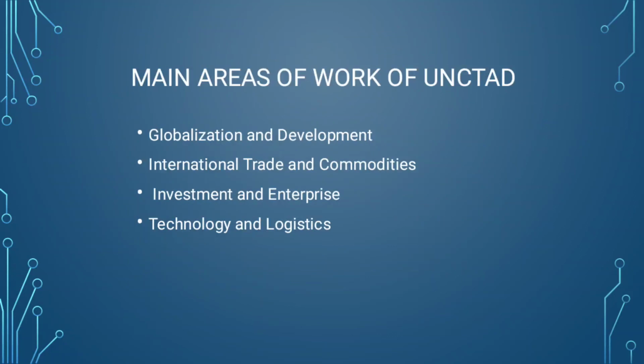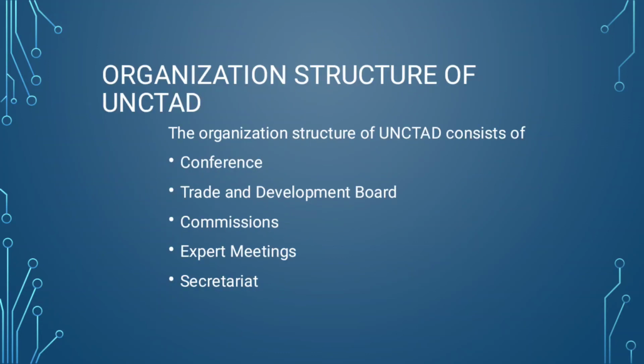Now let us see what are all the main areas of work of the UNCTAD. The main areas are globalization and development, international trade and commodities, investment and enterprise, technology and logistics. The organizational structure of the UNCTAD consists of the conference, trade and development board, commissions, expert meetings and secretariat.